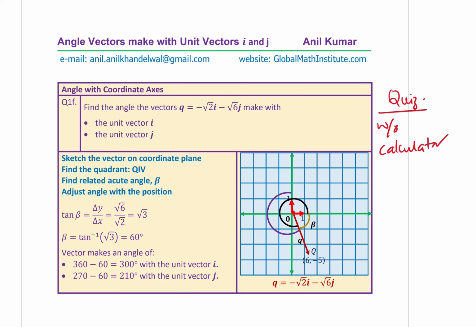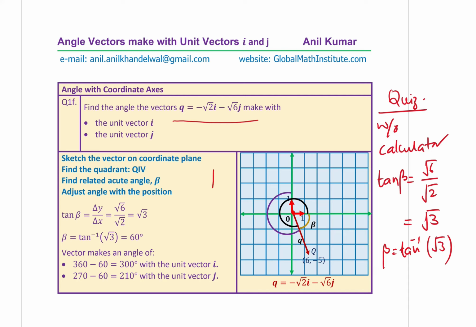Okay, so first thing is we are given the vector here, so we'll find the related acute angle. We say, well, tan beta is equal to the positive value square root 6 over the positive value square root 2. Well, that gives you square root 3, and therefore beta should be how much? Well, beta is tan inverse of square root 3. We do have a special triangle as we sketched in the last example. The same triangle will work for us, right?